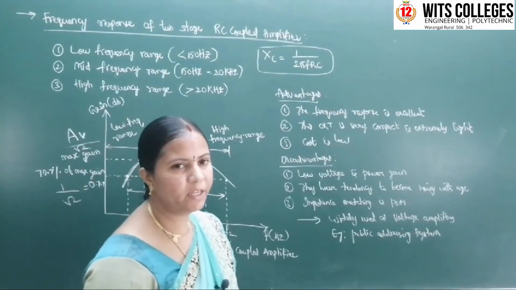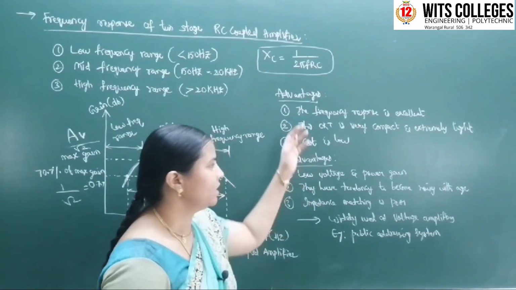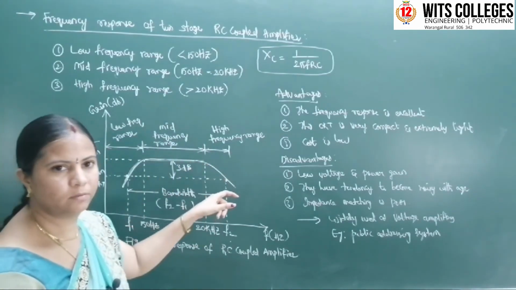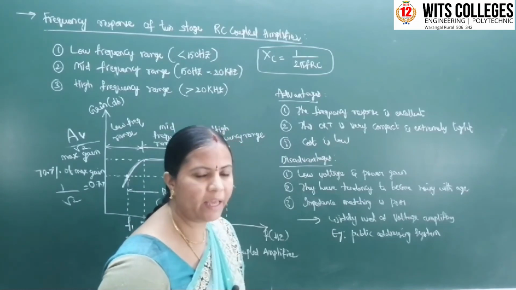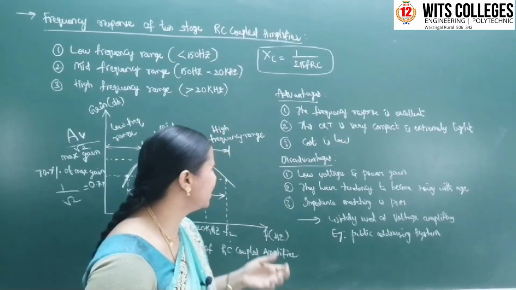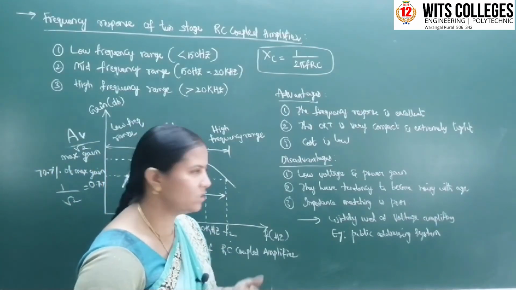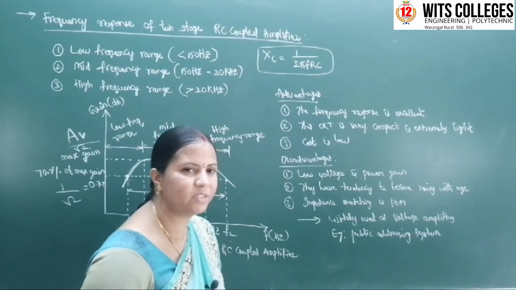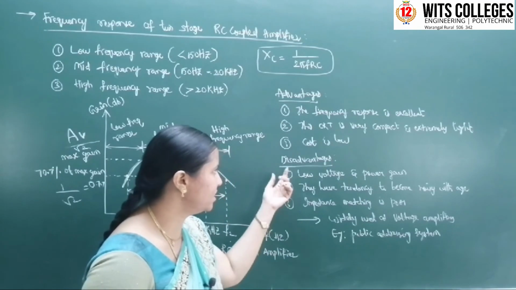So coming to the advantages and disadvantages of the two-stage RC coupled amplifier. Coming to the advantages, the frequency response is excellent. You will get good amplification, and the circuit is very compact and extremely light. It consists of two transistors, resistors, capacitors. It is very light, and the cost is also very low. The cost of resistors, capacitors, transistors is inexpensive. That's why the cost is very low.